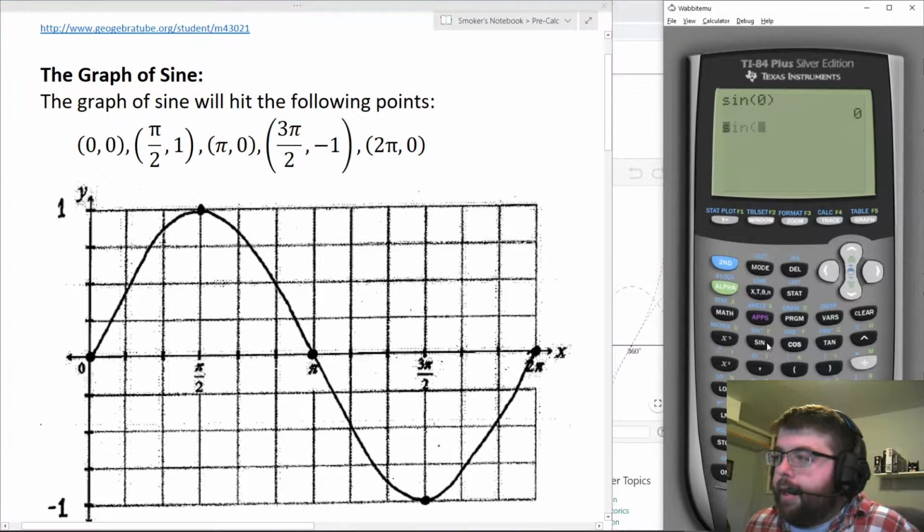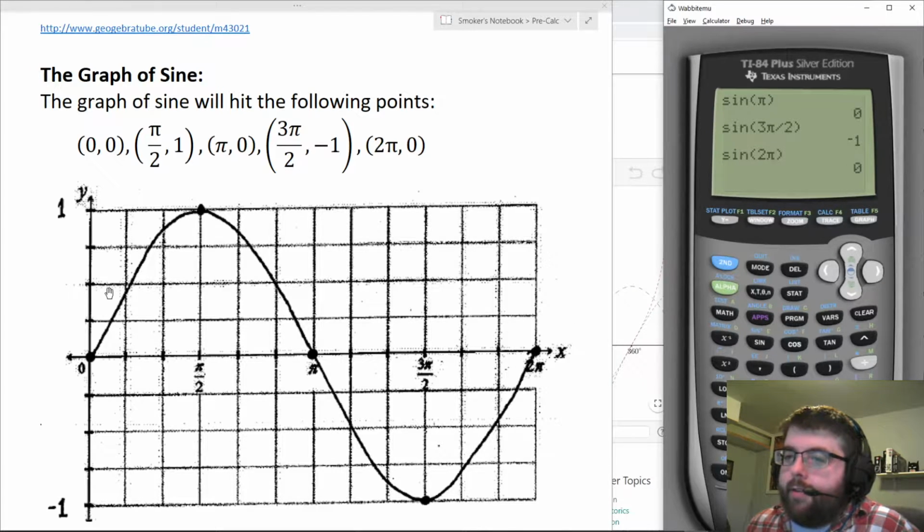The next significant point that is easy to graph is pi over 2. If you put pi over 2 into sine, you get 1 out. So when x is pi over 2, sine will be 1. When x is pi, sine will be back to 0. When x is 3 pi over 2, we get -1. That's this point down here. And the last one in this graph is 2 pi. When you put 2 pi into sine, you get 0 out.